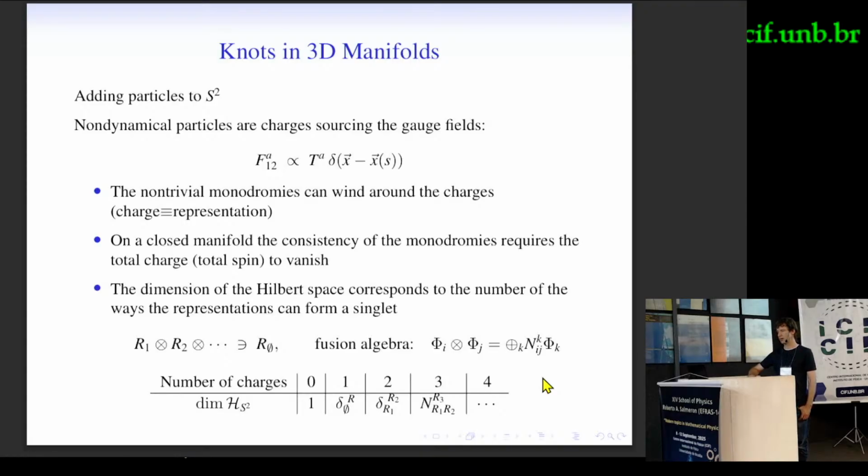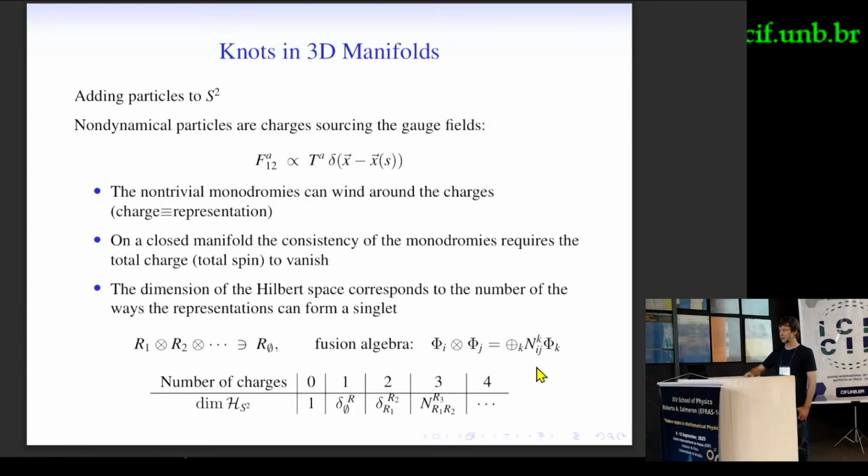In SU(2), you take any spin, but then you can form a singlet from 2 representations of the same spin. So you have this delta R1, R2. So this is the only non-trivial case. For 3 particles, the dimension of these fusion numbers, or exactly these numbers that appear in the fusion algebra. These are multiplicities of the irreducible representations in the expansion.